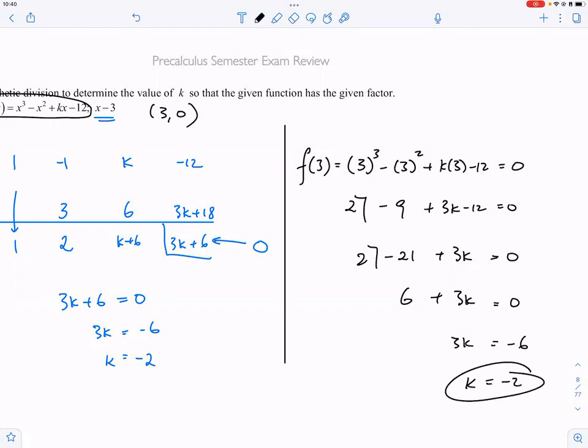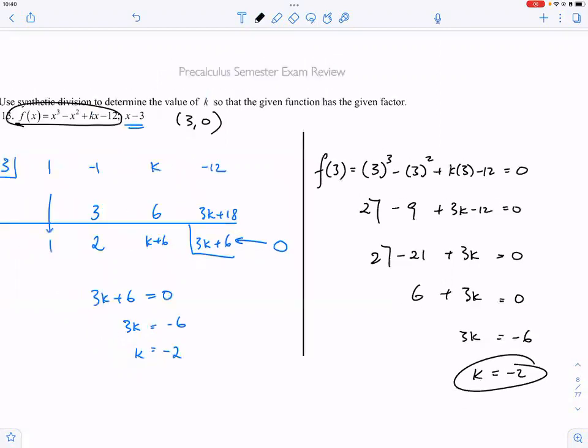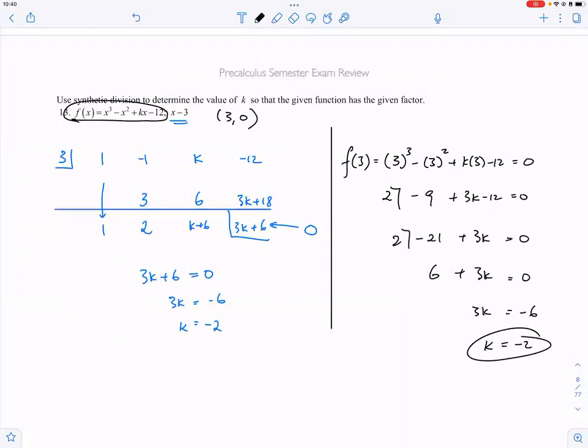So the answer would have to be the same. There's no way for these two answers to be different. So it's really your personal choice. And if you have a multiple choice test and asking you what the k value is, given that x minus 3 is a factor, you can use either method. Either method would be fine.